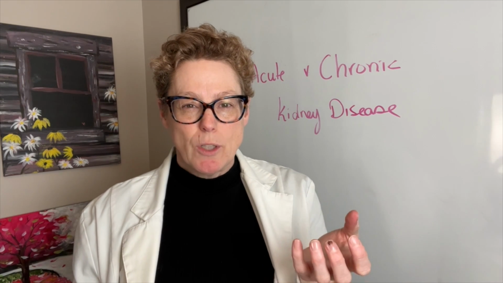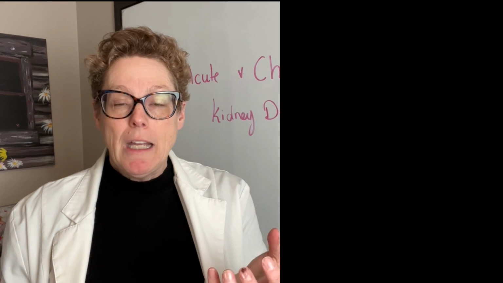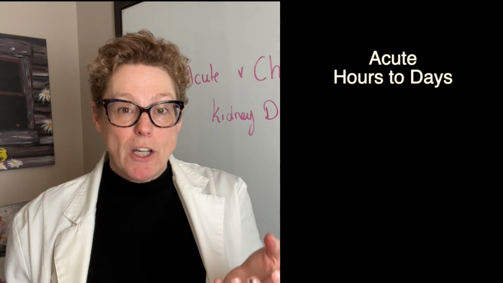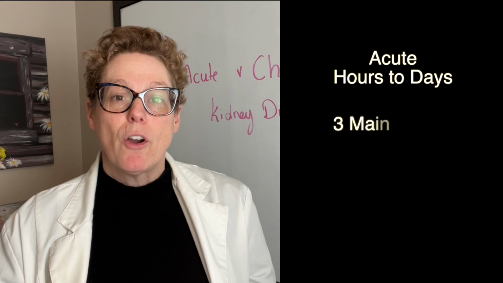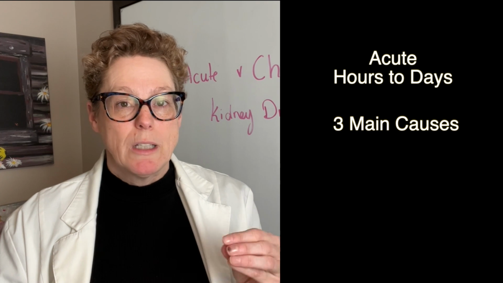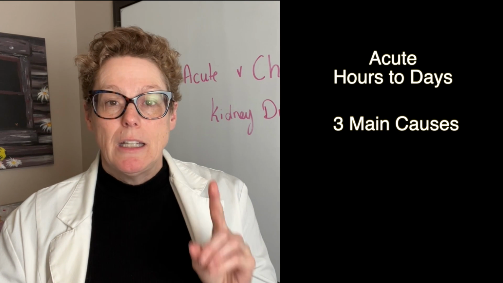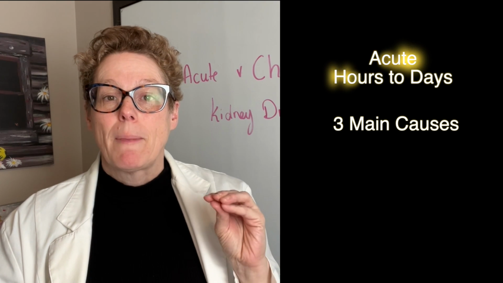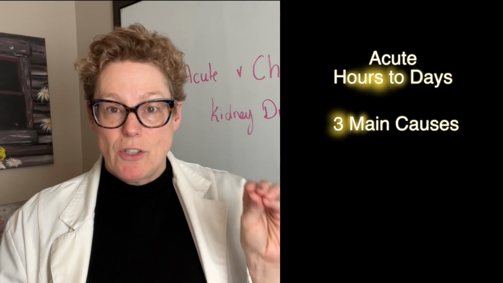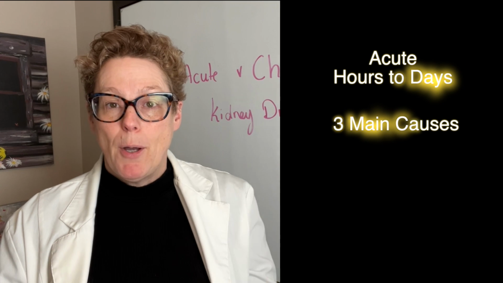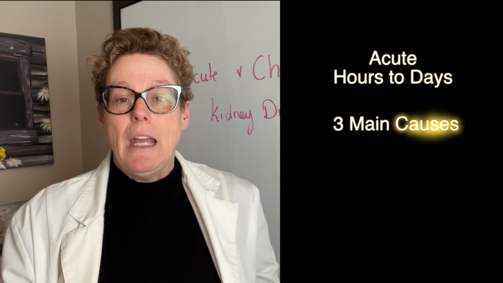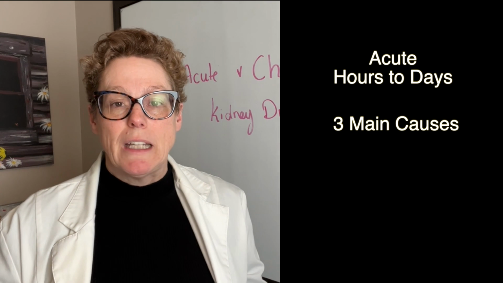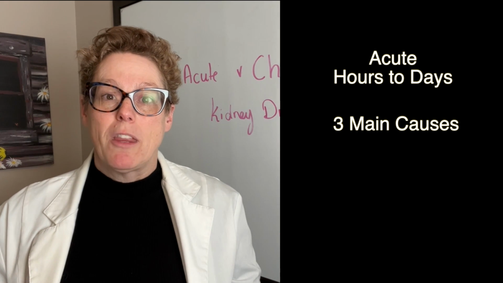Acute. Just as the word suggests, this happens quickly. This can be hours to days before we start to recognize that the kidney's function is declining. Now there are three main categories of acute kidney disease. Prerenal, which is decreasing blood flow. Intrarenal, which is damage to the kidney itself. And postrenal, which is obstruction. And I've got videos on all three of those to help you understand them, so just watch for the links in the description and I'll tag one of them up here.